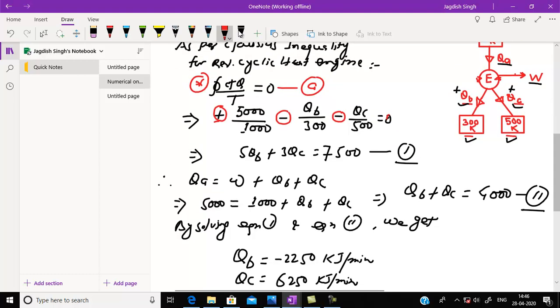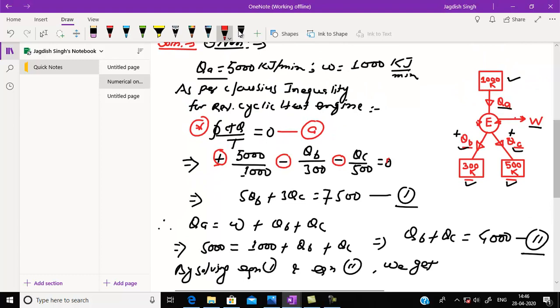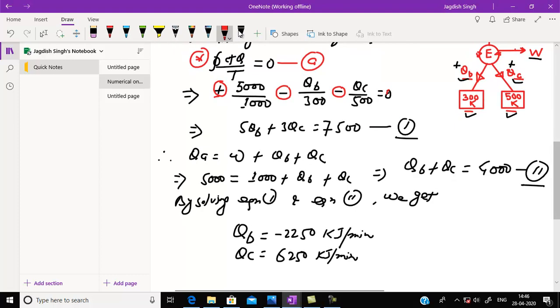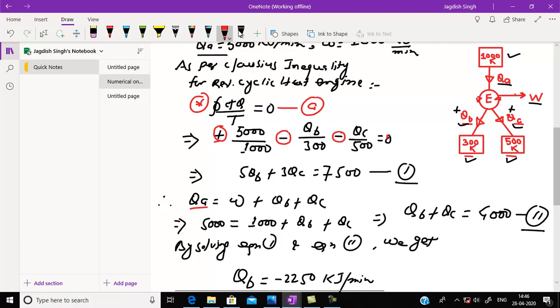As per the energy balance equation, this QA amount of heat is added. This engine delivers work output W, and this QB and QC amount of heat is rejected. Therefore, this QA is equal to W plus QB plus QC, right? This QA and W are given. After putting this value, you will get QB plus QC is equal to 4000. Let us suppose this is equation number 2.